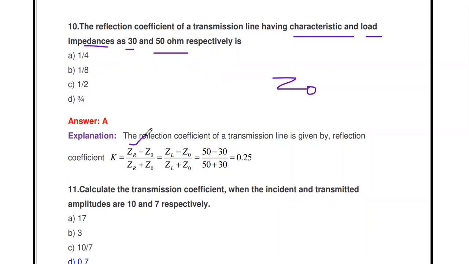So here ZR given, Z0 given. Load impedance is ZR. Characteristic impedance is this 30. So you just substitute in the formula. K equal to ZR minus Z0 by ZR plus Z0. Or instead of ZR, we may put ZL also, the load impedance. So 50 minus 30 divided by 50 plus 30. So we will get the answer as 0.25. So 0.25, this 1 by 4 is the answer.